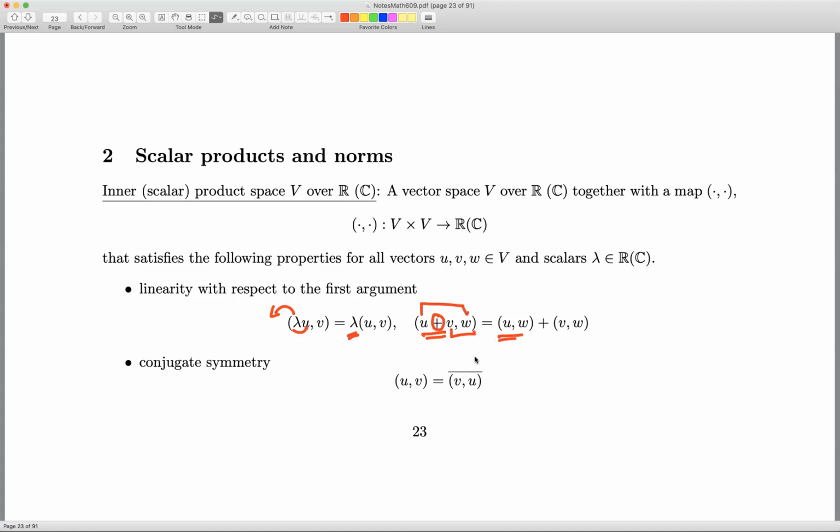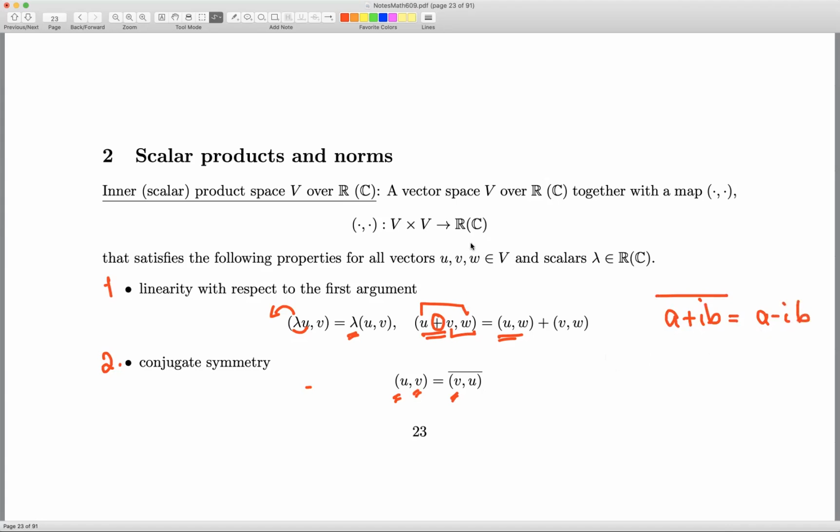So this is linearity with respect to the first argument. The second property is called the conjugate symmetry, and this means that if I look at the inner product of u and v, I will end up with a number which is the same as if I look at the inner product of v and u and then complex conjugate the resulting number. Let me remind you that the complex conjugate of a complex number a plus ib is equal to a minus ib.